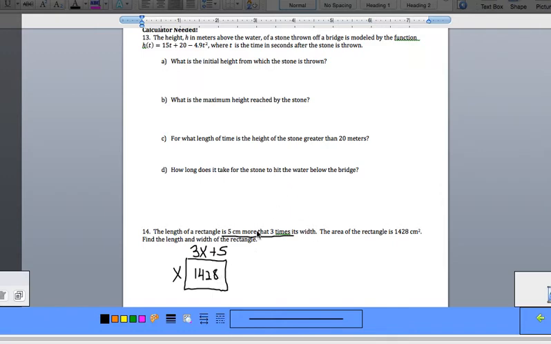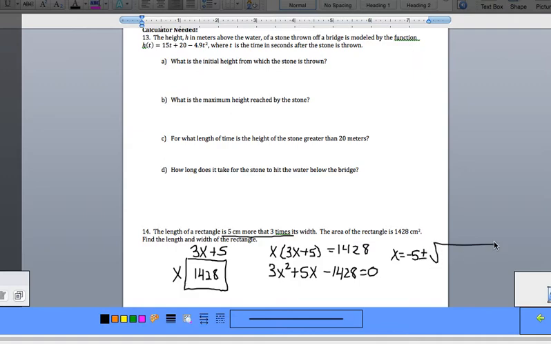1428. So we can set up our area formula. Length times width equals 1428. So we have 3x squared plus 5x. And then I'm going to set it equal to 0. Minus 1428 equals 0. And again, this is another one where you can use the quadratic equation. X equals the opposite of b plus or minus the square root of b squared minus 4 times 3 times negative 1428, all over 2a.